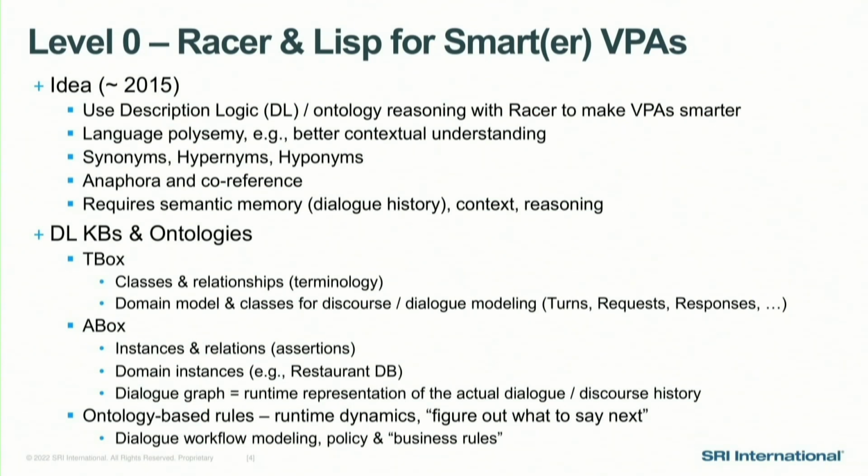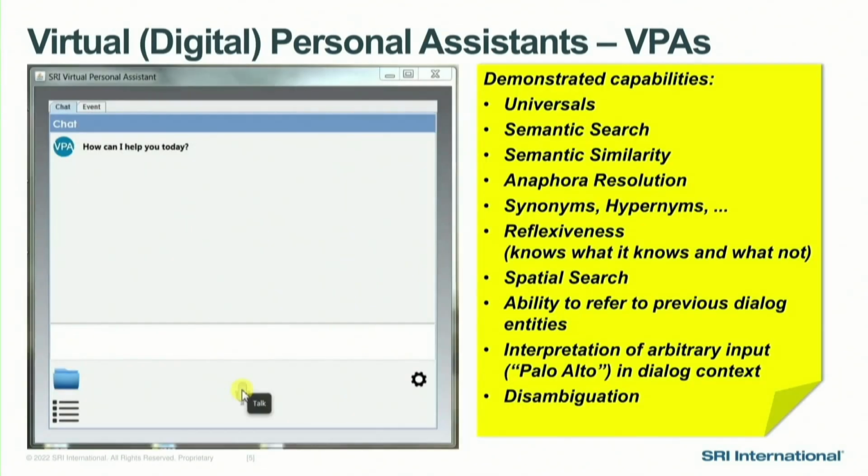The runtime dynamics are implemented by means of ontology-based rules, computing the VPA's responses. These rules assess the current dialogue A-box and then simply figure out what to say next. We will present more details later, but first let's have a look at the demo video. Here is the demo video of the Onto VPA system in 2016. It demonstrates semantic search, semantic similarity, anaphora resolution, the use of hypernyms and synonyms, the ability to refer to previous dialogue entities, contextual interpretation of arbitrary input, and disambiguation.